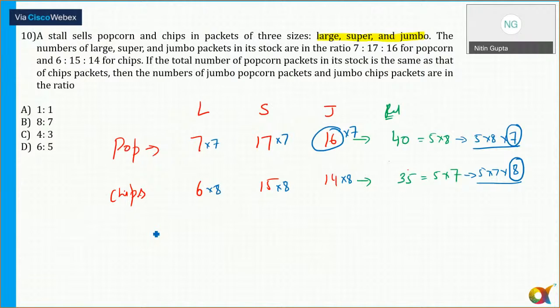So it says if the total number of popcorn packets in its stock is the same as that of chips packets, then the number of jumbo popcorn packets is equal to 16 into, and jumbo chips packets is equal to 14 into 8. So that is 8 2s are 16. So 7 into 2 is 14. 14 by 14 is equal to 1 by 1. And that is the answer.